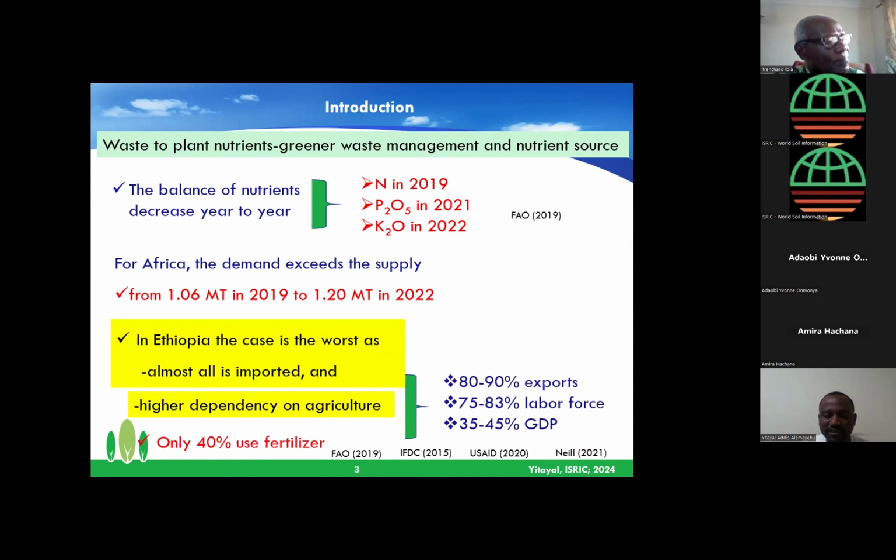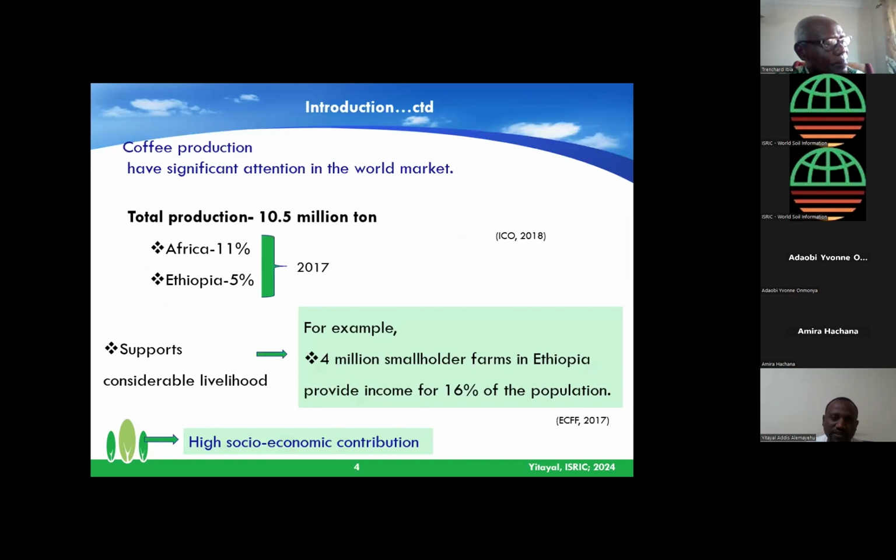If you consider the case of Ethiopia, it is the worst because almost all chemical fertilizer is imported. There is no industry in the country, and there is high dependency on agriculture. About 90% of the exports, about 83% of the labor force, and 45% of the GDP depend on agriculture. And imagine only 40% of those farmers use fertilizer effectively. So we need to support this using alternative fertilizers.